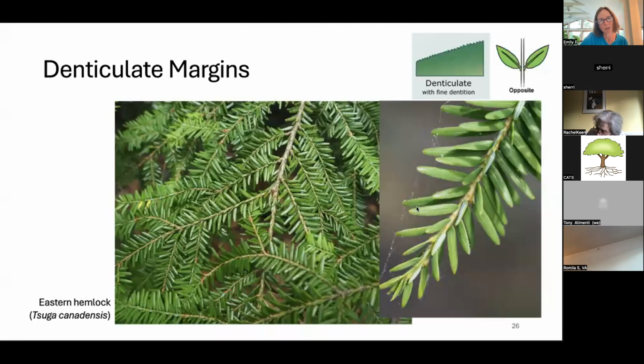So if we have one leaf on this side, we should have one opposite on the other side, which was a bit of a surprise for me when I looked it up, because I don't often look at angiosperm or broadleaf, flat leaf characteristics and apply them to conifers. So I wanted to put this in here because it is so different from what I thought it would be. And by the way, this is our only denticulate species that we're going to talk about tonight, because now we're going to move on to dentate margins.